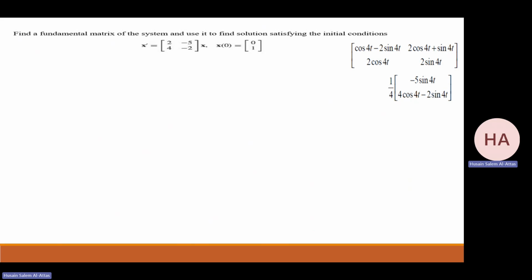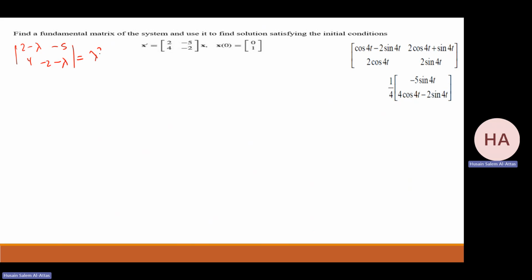I mean, like what we did in chapter 7 before, where we find the constants. Okay. Now this one means it will be what? 2 minus lambda, minus 5, 4, minus 2 minus lambda. That will be what?